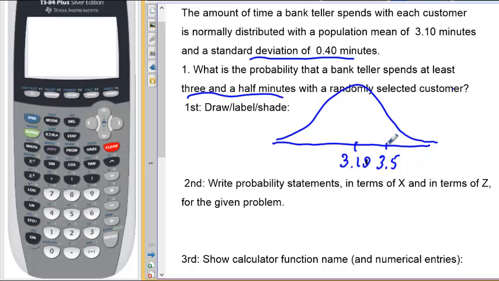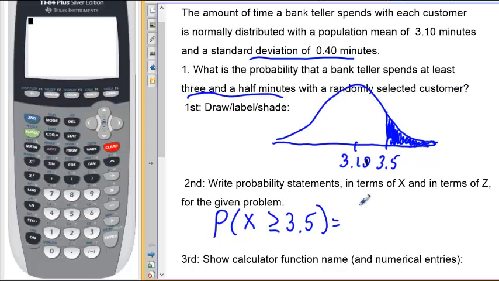So the question is asking about the probability a bank teller spends at least 3.5 minutes. At least 3.5 minutes means greater than or equal to 3.5. So the area under the curve to the right of 3.5 will represent this probability. In terms of a probability statement, in terms of the random variable x, we're looking for the probability that x, the time spent with a customer, is at least, or greater than or equal to, 3.5.